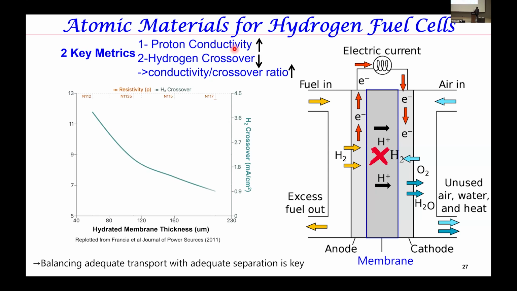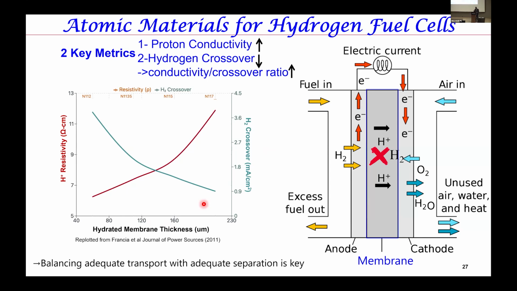So the way it's done for prototypical electric vehicles, for example the Toyota Mirai, which is made in Japan: if your crossover is too much, what you have to do is increase the membrane thickness and create a longer path length for transport. Unfortunately, that also couples with the proton resistivity. If you make your membrane thicker, then the proton resistance is also going to increase. So you have this trade-off.